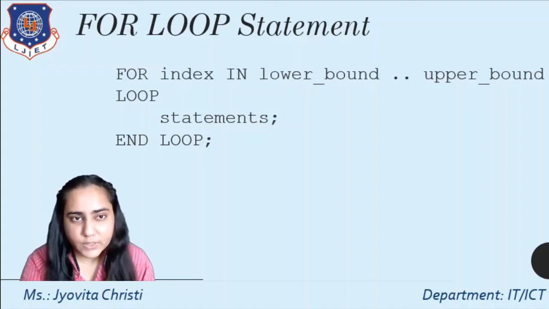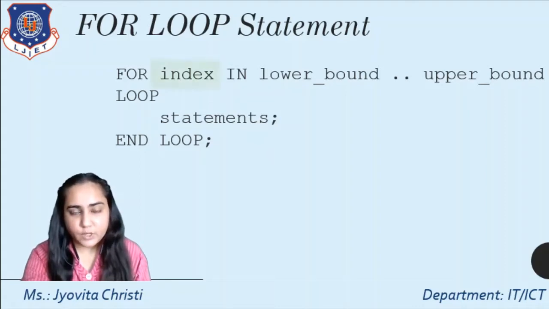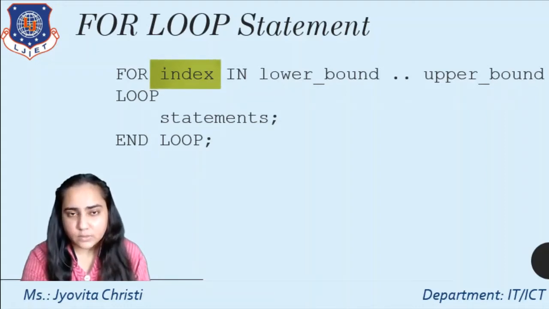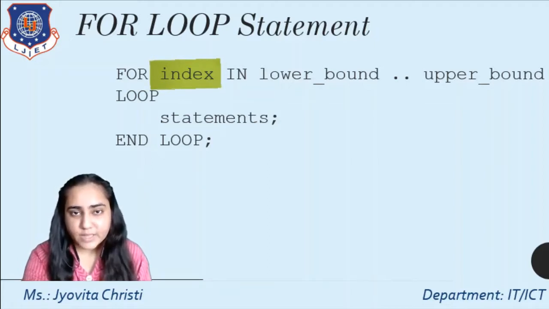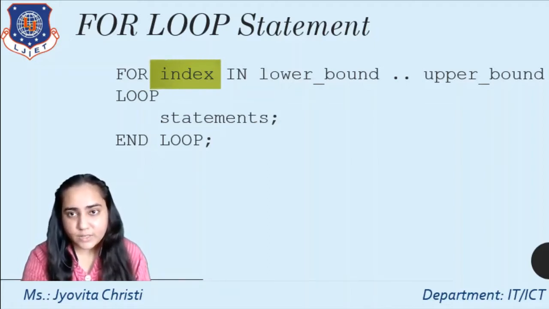In this structure, the index is an implicit variable. It is local to the for loop statement. In other words, you cannot reference it outside the loop. Inside the loop, you can reference the index, but you cannot change its value. After the for loop statement executes, the index becomes undefined.